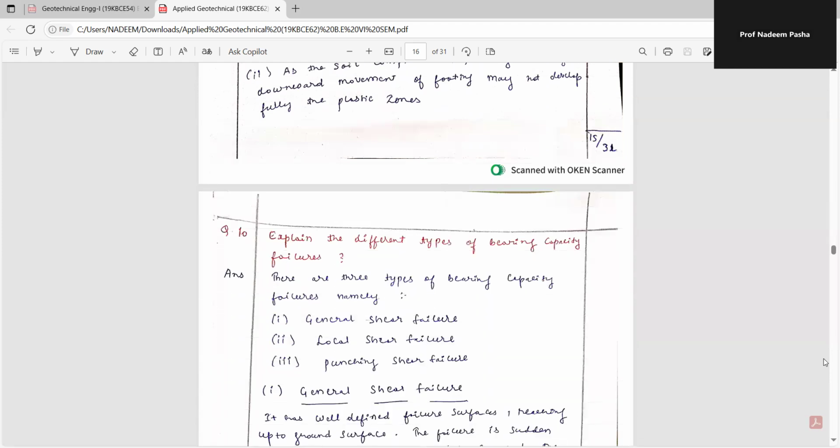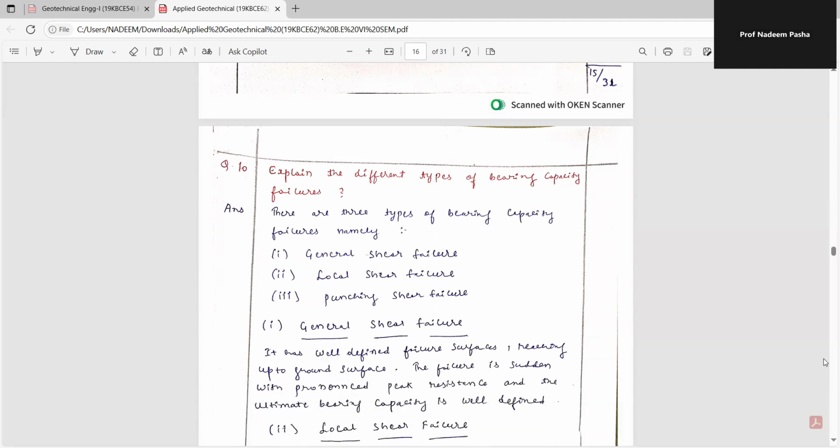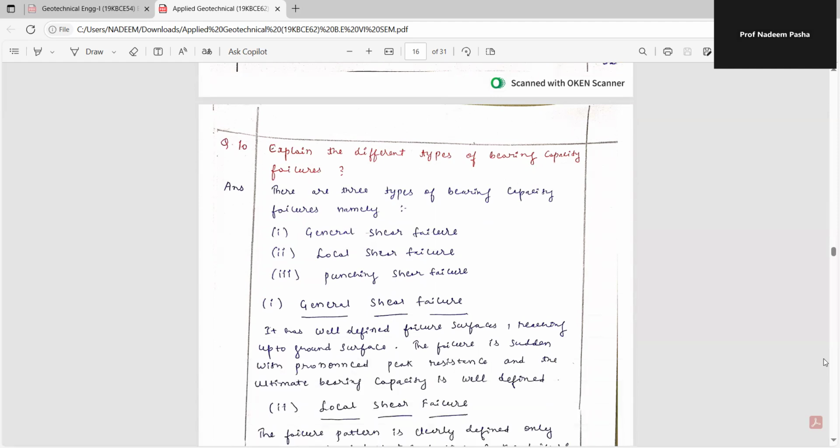Explain the different types of bearing capacity failures. There are three types of bearing capacity failures: general shear failure, local shear failure, punching shear failure. So, what is general shear failure? It has well defined failure surface reaching up to the ground surface. The failure is sudden with pronounced peak resistance and the ultimate bearing capacity is well defined.